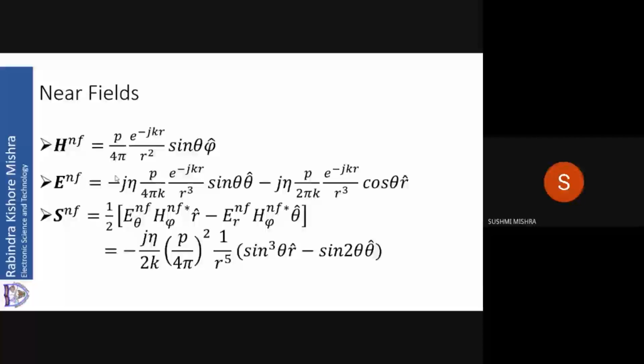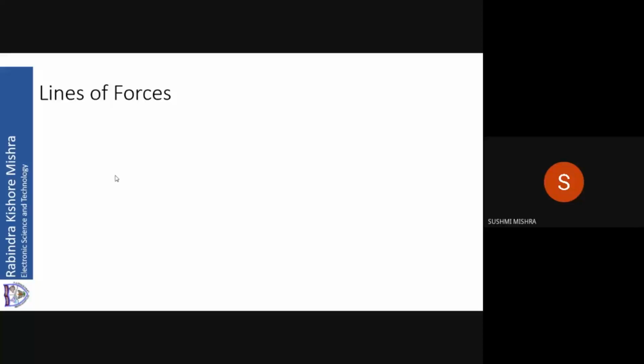Then we found the power density. And when we found the power density, we saw that it is an imaginary quantity. Since it is an imaginary quantity, there is no radiation, it is only stored field. There will be no consumption of power. Therefore, we call it reactive near field.